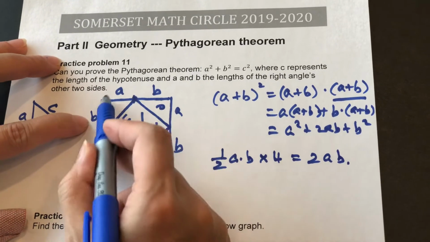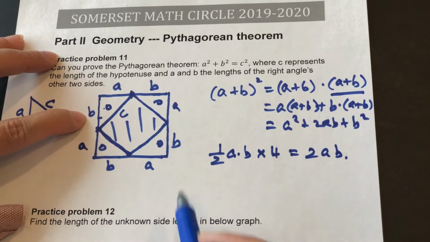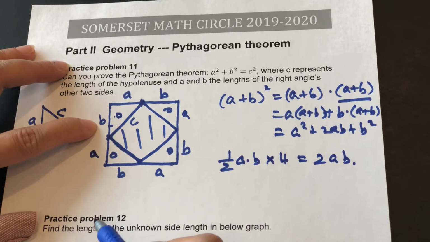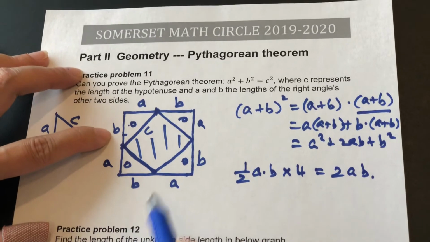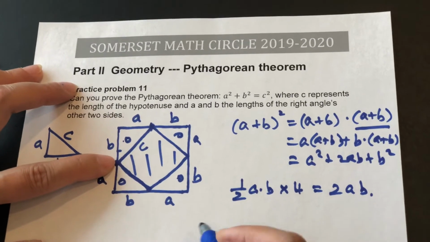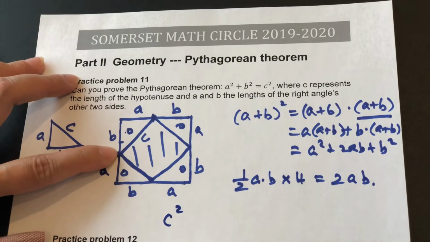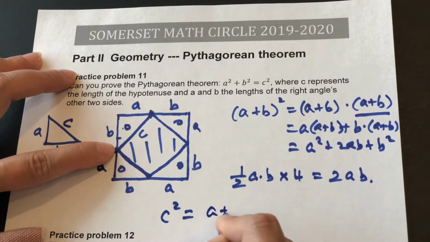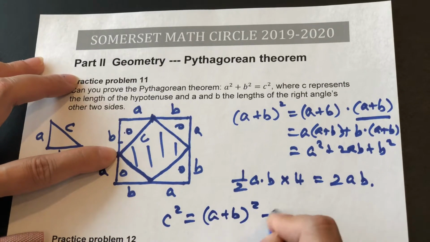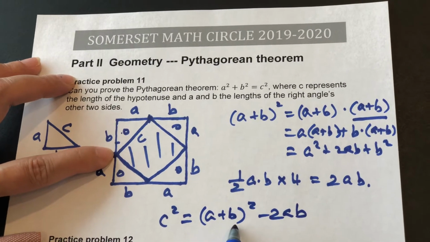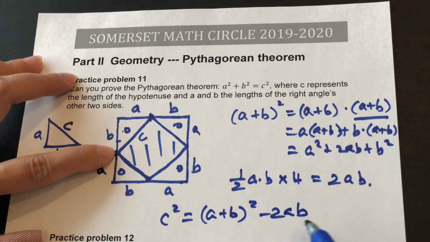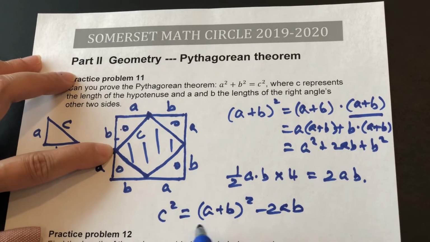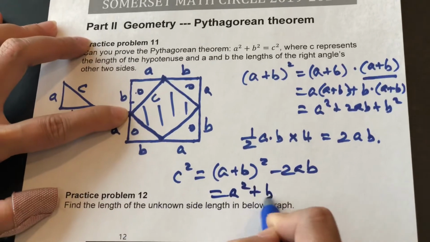So if we take the total area minus the 4 little triangles, that would give you the inside area, the area for the square. The area for the square is c squared. C squared now equals this minus this, A plus B squared minus 2AB. We already decomposed this, it's this. So now 2AB cancels with this 2AB. Eventually you would get A squared plus B squared.